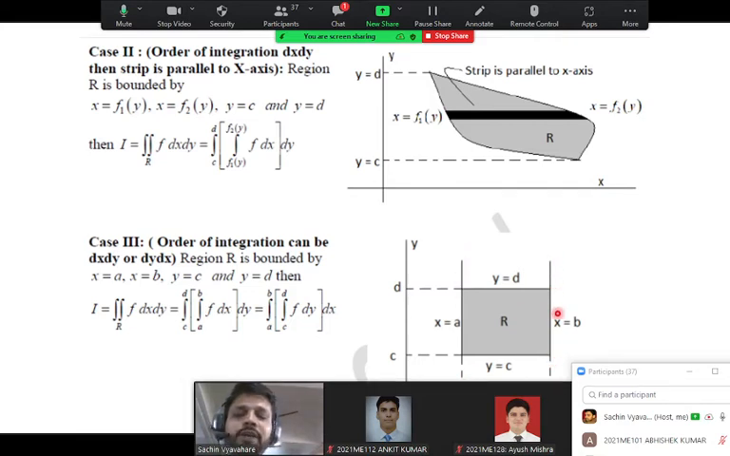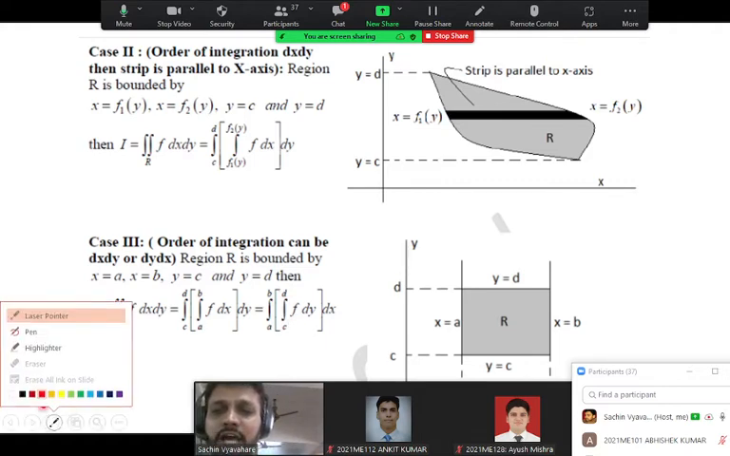So obviously we can integrate with x first. If we want to integrate with x first, keep the limits of x inside, say a to b. But if we want to integrate first with respect to y, we should keep the limits of y first, that is c to d. So in this case, both strips are possible.